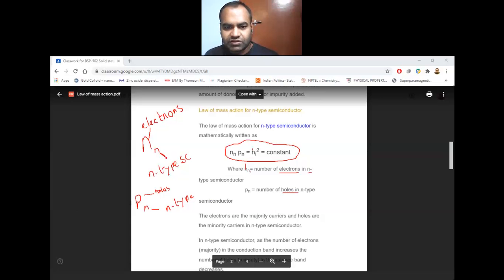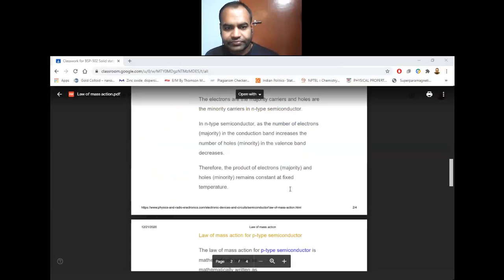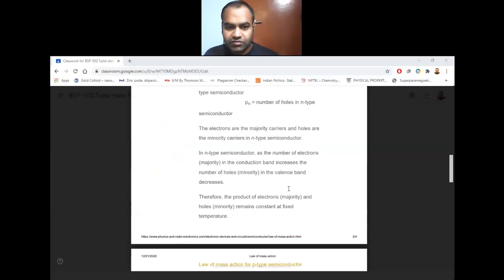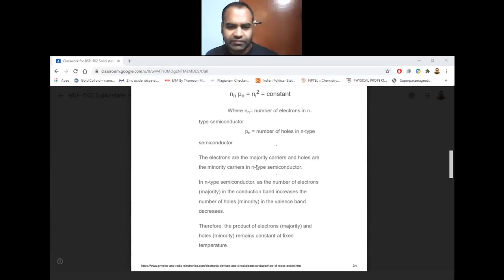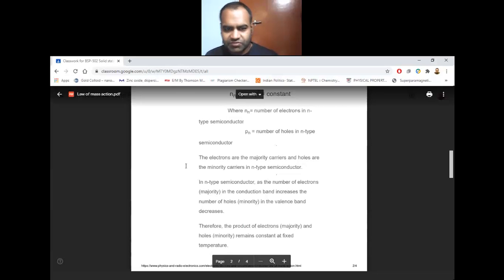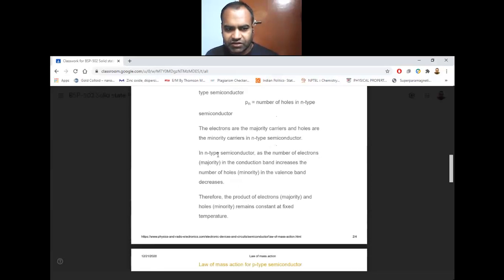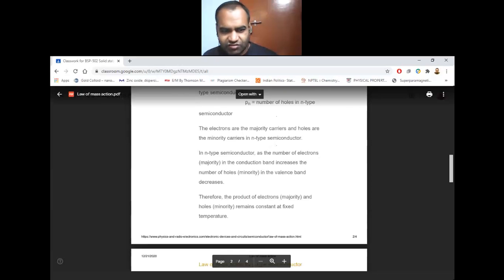Okay, various terms are given here. So I'll remove the annotation. Okay, so the electrons are majority carriers. In n-type semiconductors, the electrons are majority carriers and holes are the minority carriers. We have already discussed these things. In an n-type semiconductor, as the number of electrons or majority carriers in the conduction band increases, the number of holes in the valence band decreases.